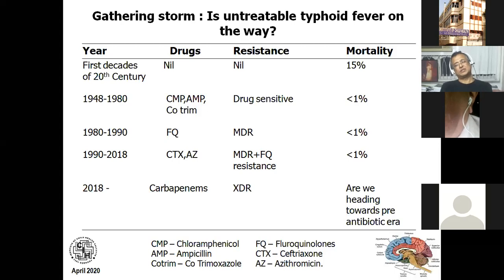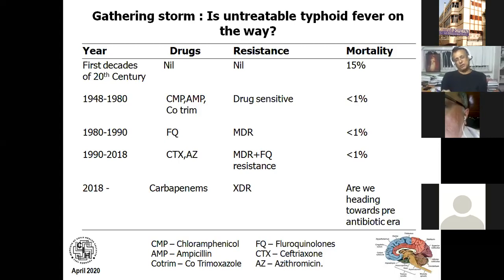Then 50 years down the line, suddenly Salmonella typhi acquired the genes which were resistant to all these three first-line drugs, chloramphenicol, ampicillin, and cotrimoxazole. So we came across multi-drug resistant typhoid. Fortunately, at that time, fluoroquinolone was available, but promiscuous use of fluoroquinolone, suboptimal dose, and subtherapeutic timing had led to fluoroquinolone resistance within 1 year. Then we came from multi-drug resistant typhoid to multi-drug resistant plus fluoroquinolone resistant typhoid.